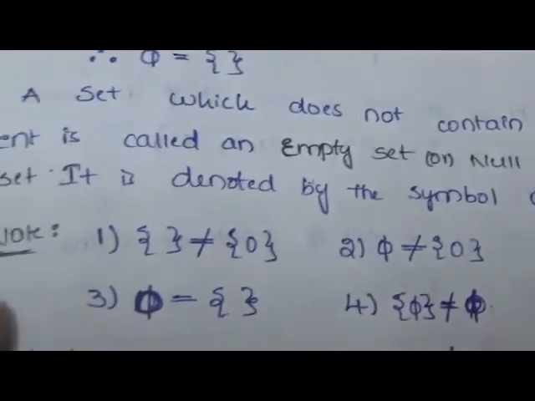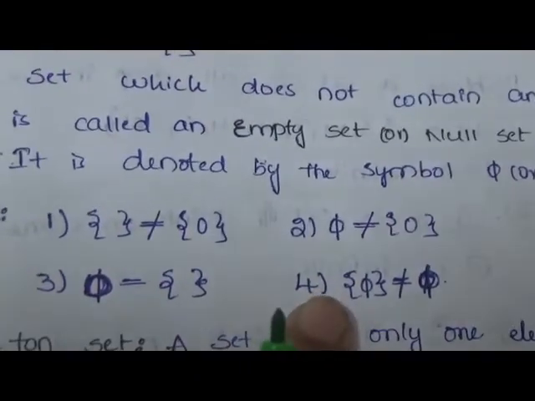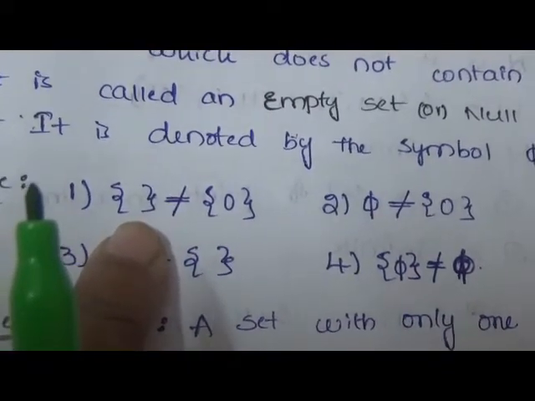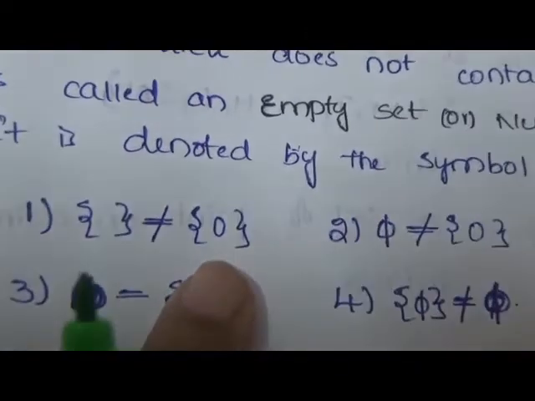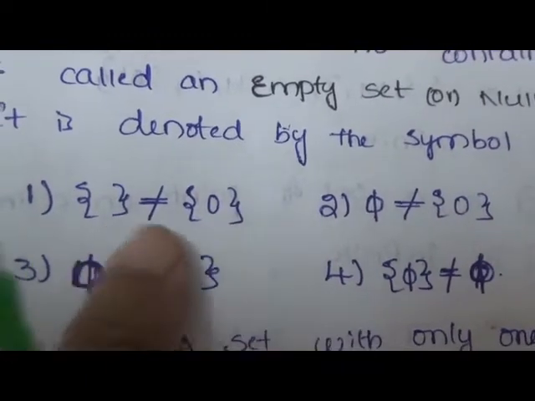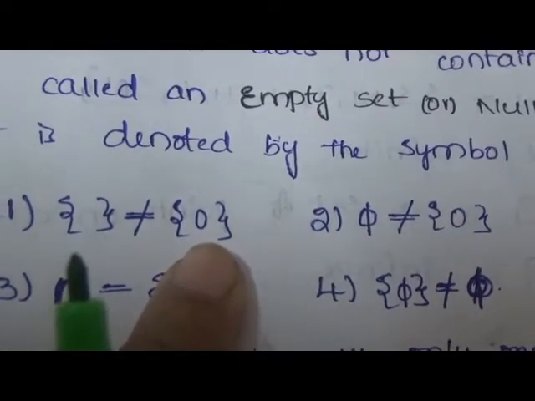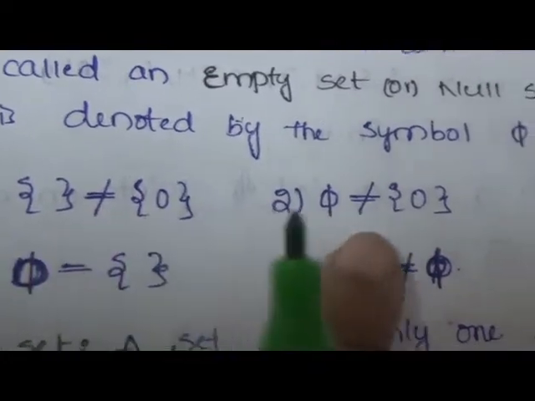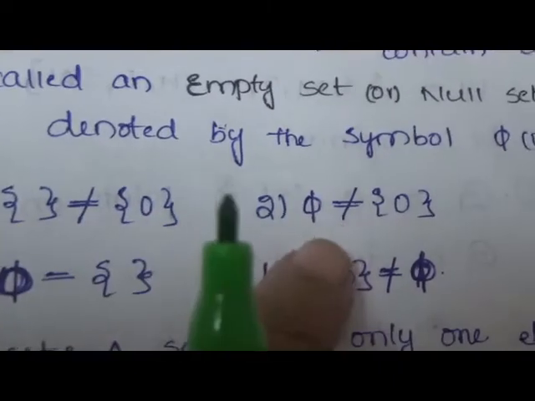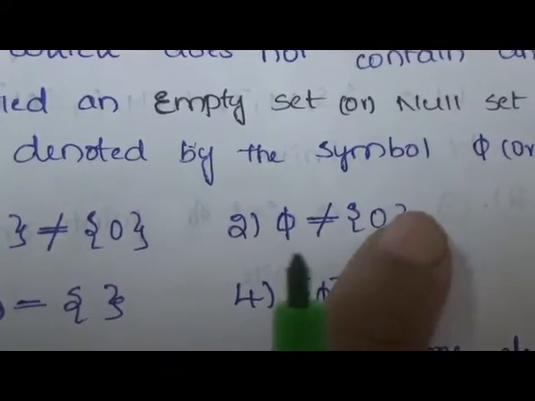Note these four examples. Look here. This empty set is a null set, but in the second set there is a 0. 0 is an element. These two are not equal. The empty set has no elements, but in this set 0 is an element. That's why these two are not equal sets. Here φ is just the symbol for the null set itself. It is not equal to this set which contains 0.